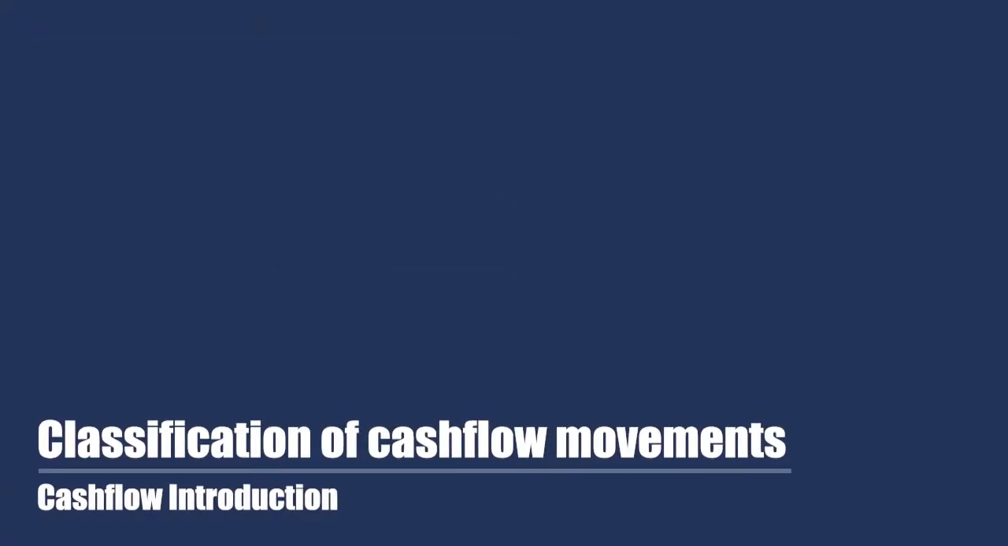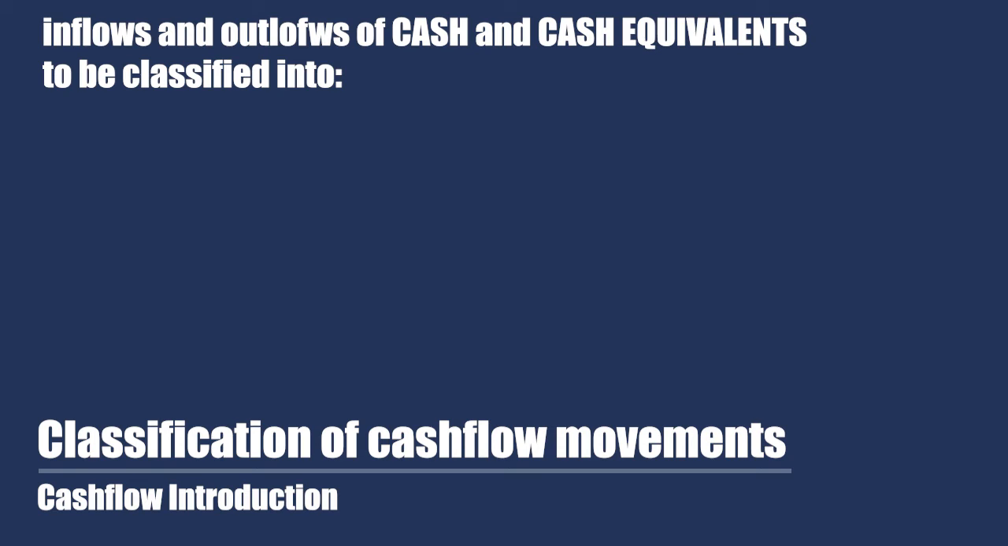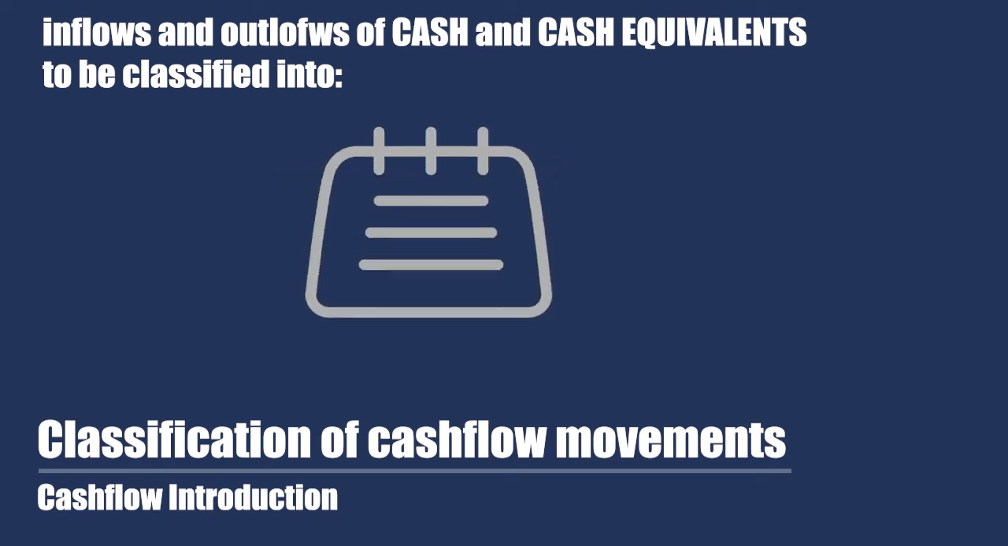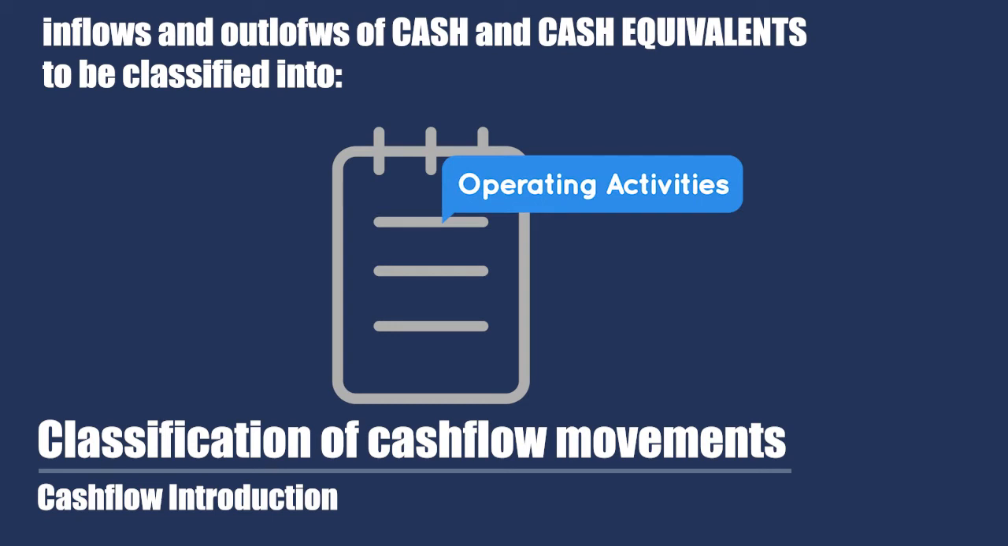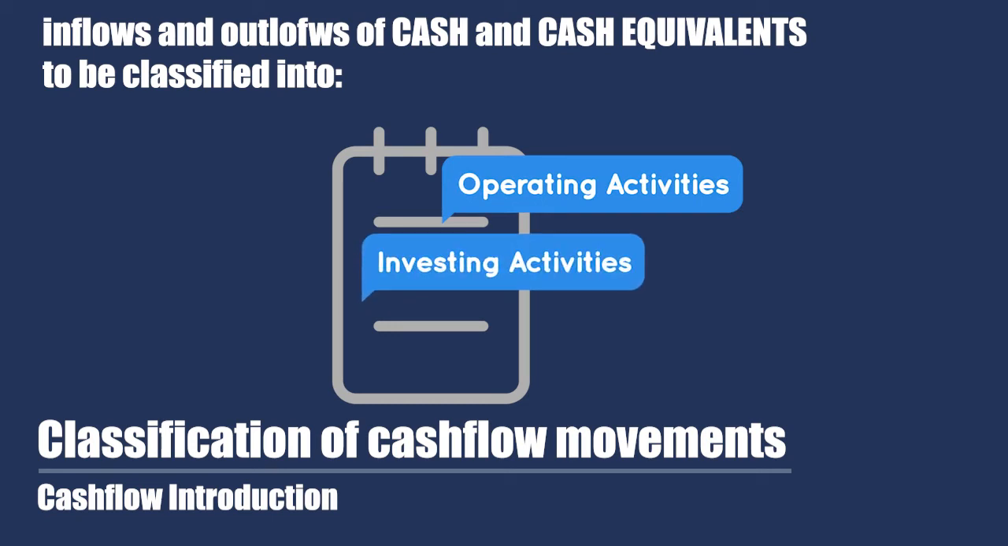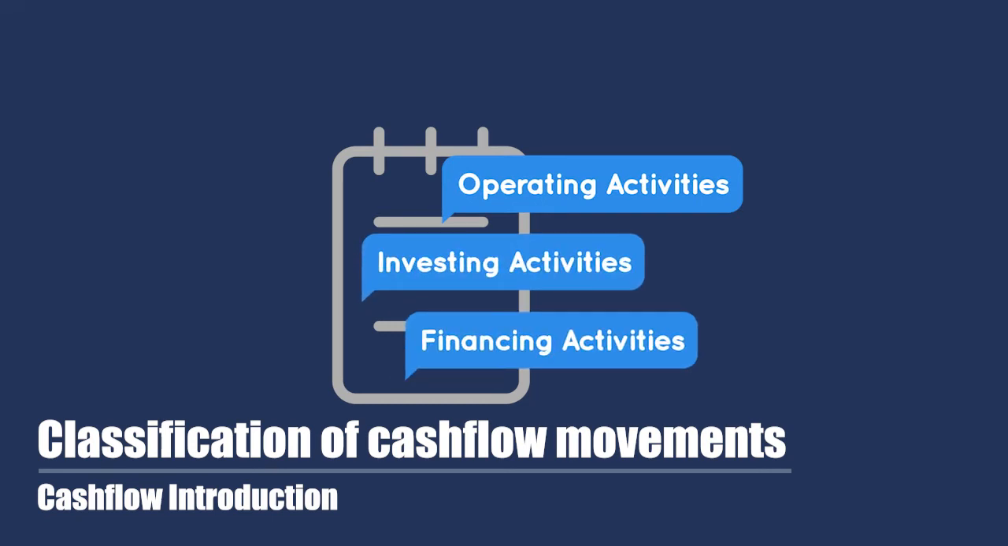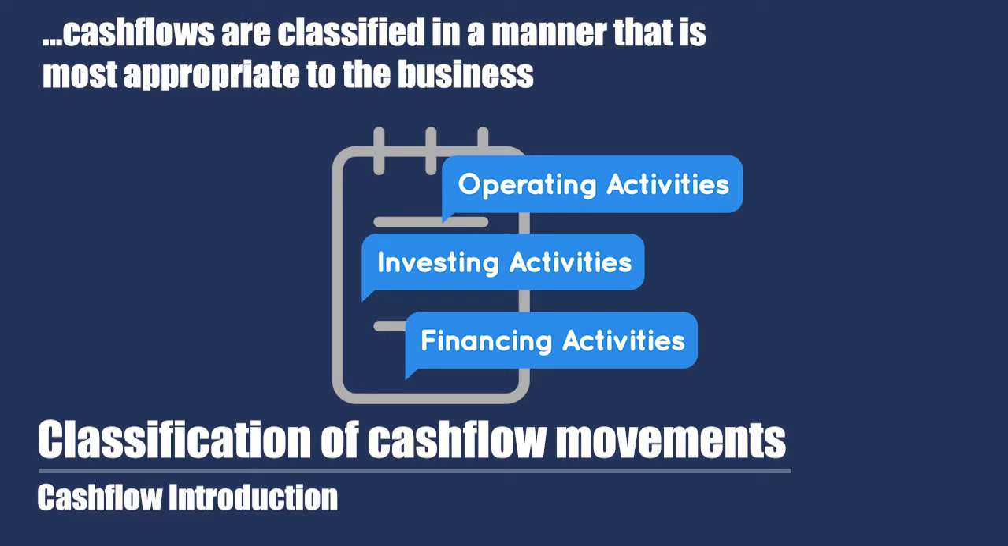The classification of cash flow movements. The standard requires the statement of cash flows to report inflows and outflows of cash and cash equivalents to be classified into three types: operating activities, investing activities, and financing activities. The cash flows are classified into each type in a manner that is most appropriate to the entity's business.